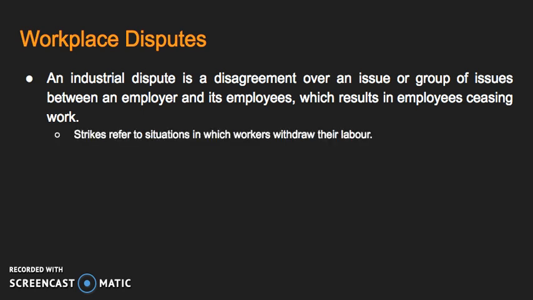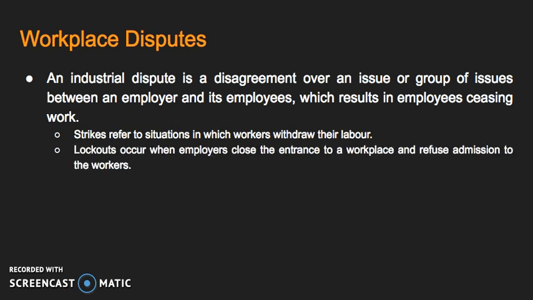So a strike refers to situations in which workers withdraw their labour. These are the most overt form of industrial action and aim to attract publicity and support for the employee's case. And then we've also got lockouts. These occur when employers close the entrance to a workplace and refuse admission to the workers. Lockouts have been used frequently in long disputes in manufacturing to promote concession bargaining, to push employees to sign individual agreements, and as a direct response to strike action.